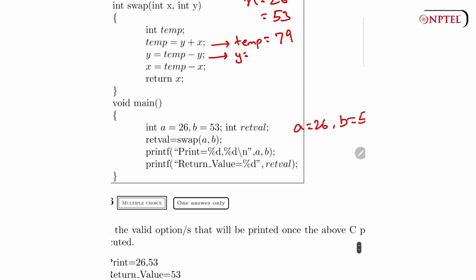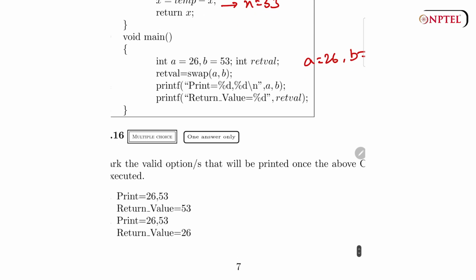Okay, my bad here. y is equal to 53. So y is nothing but temp minus y, so 79 minus 53, which is nothing but 26. And here I'm saying x is equal to temp minus x. Temp is 79, minus x, which is 26, so 53. And I'm returning x, which means I'm returning 53.